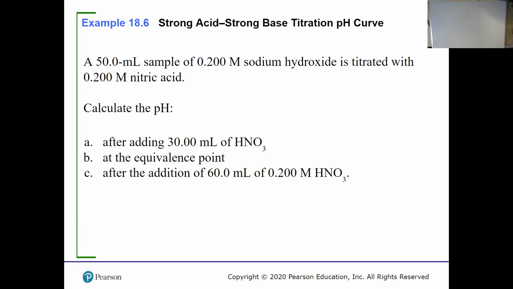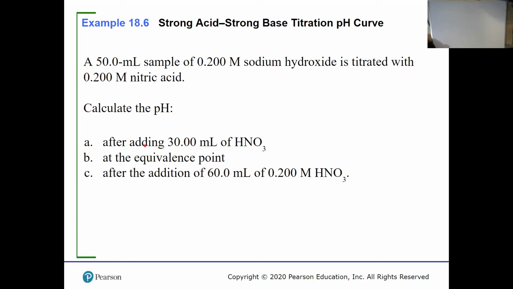So it's going to be a little bit different than what you did in lab in terms of the calculations that you're doing. But the process is still the same if you want to imagine the titration process. It's still going to be a lot like what you saw in that video. So we're just going to calculate the pH at these different points.